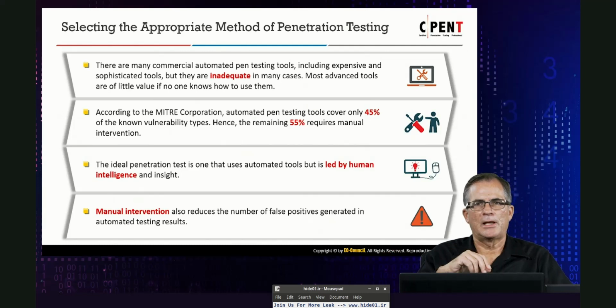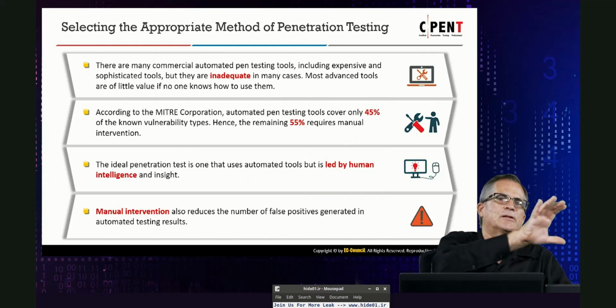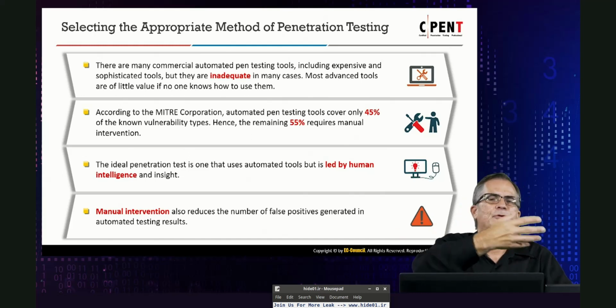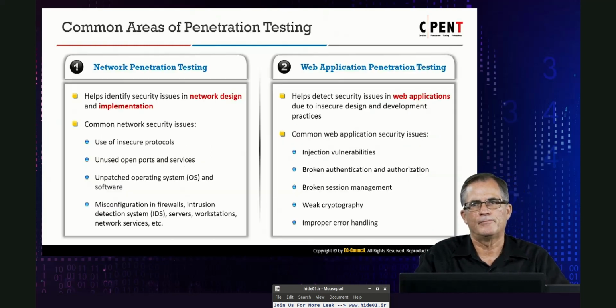So a lot of organizations have tools. We have the automated tools, right? MITRE talks about they only get about 45% of the known vulnerabilities. So 55% of the vulnerabilities require manual intervention. And that's why the ideal penetration test is manual and led by human intelligence, because it's a puzzle. Think of it as a puzzle. You have to go through a puzzle to figure out what's taking place. That's what manual testing does. The automated testing sometimes can get you to an area, and then you take over with manual from there. And it always depends on the resources, your scope, and your budget.